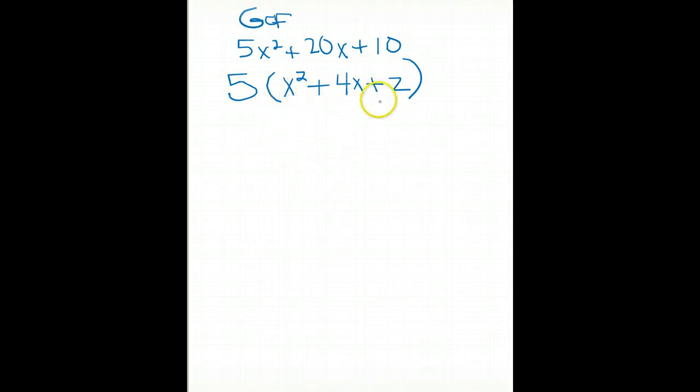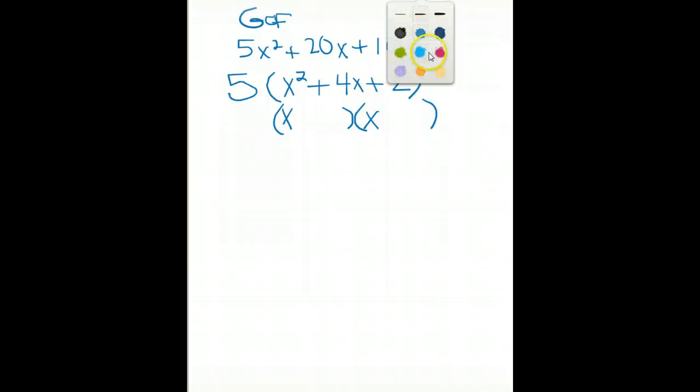And then the last thing you want to do is whenever you have a trinomial, if it can be broken down any more other than GCF, it has to break up into what looks like a FOIL problem. So again, if you want to get x squared, you're going to put x and x here. You look for things that multiply to give you the last term, and add to give you the middle term.